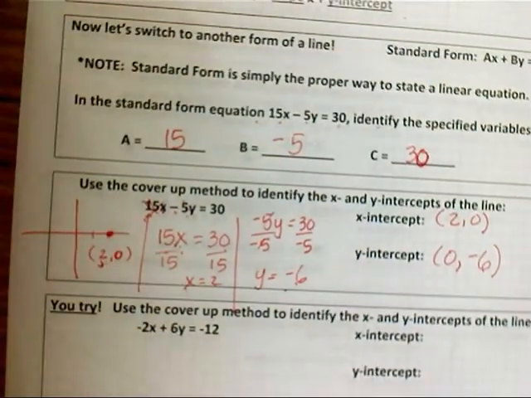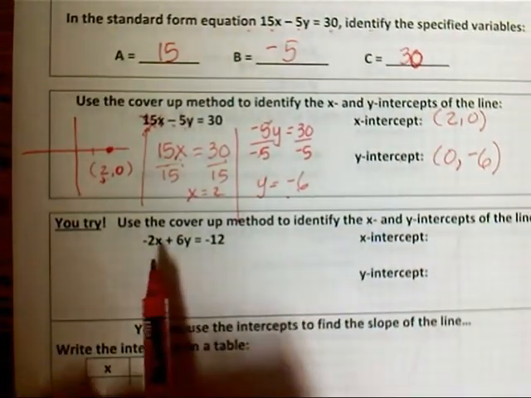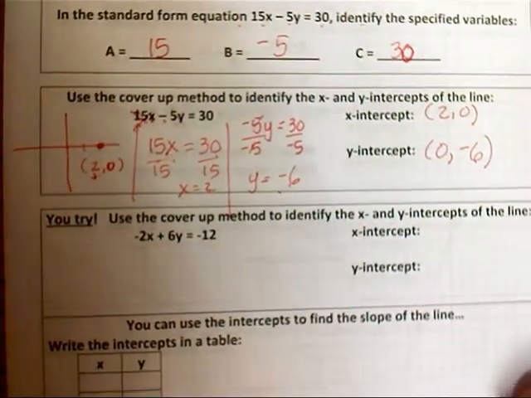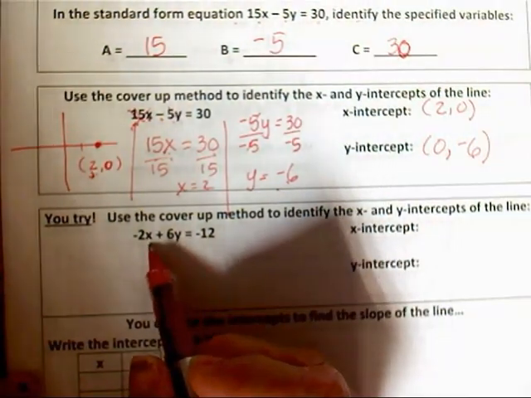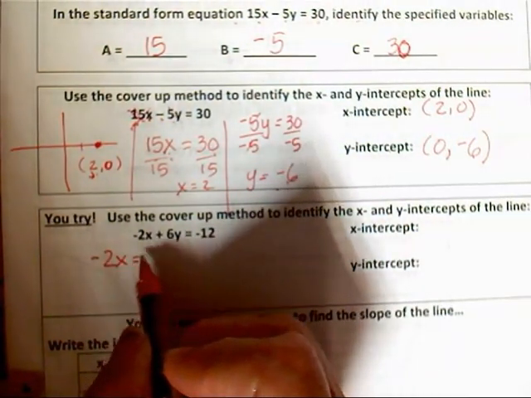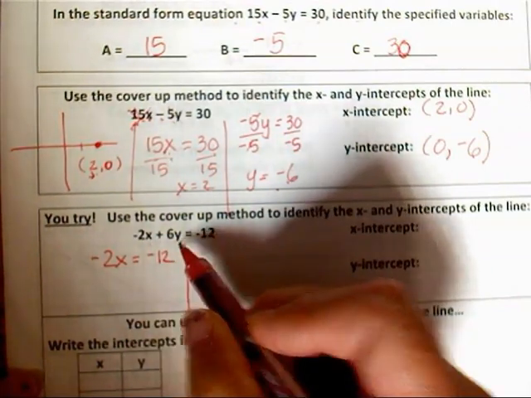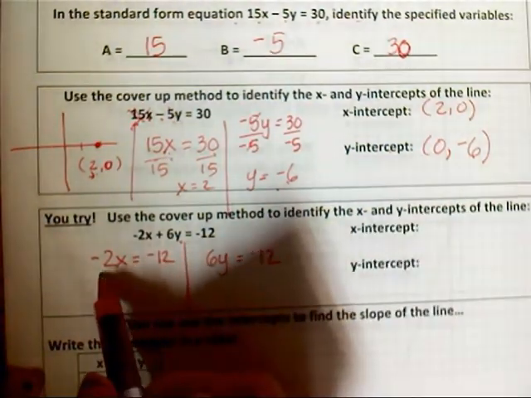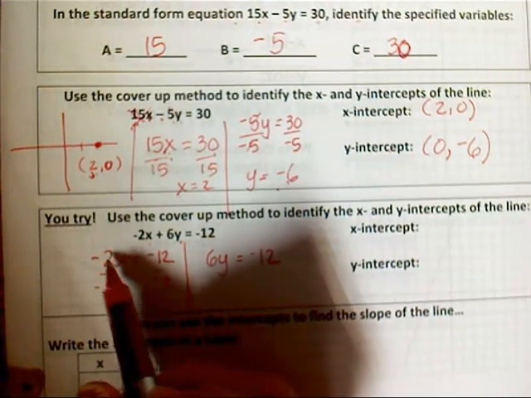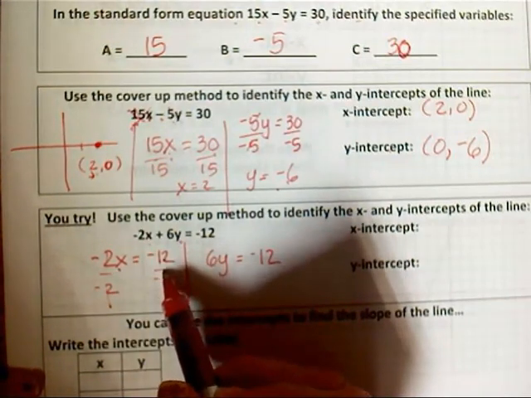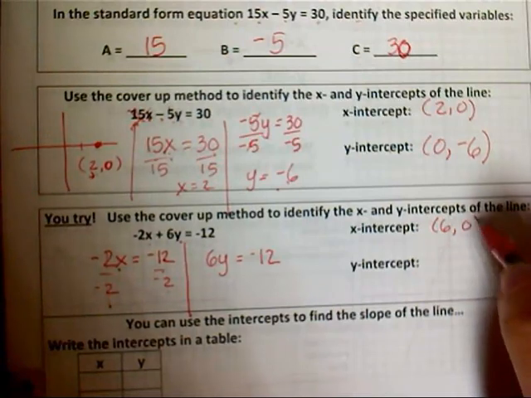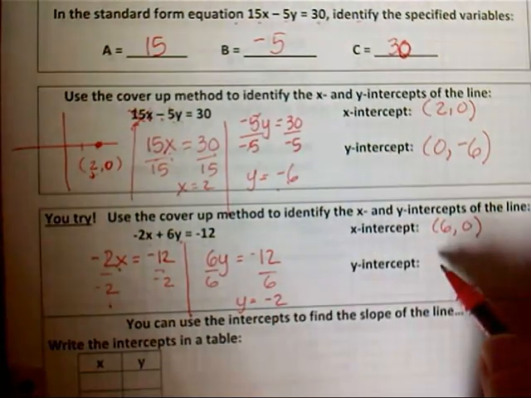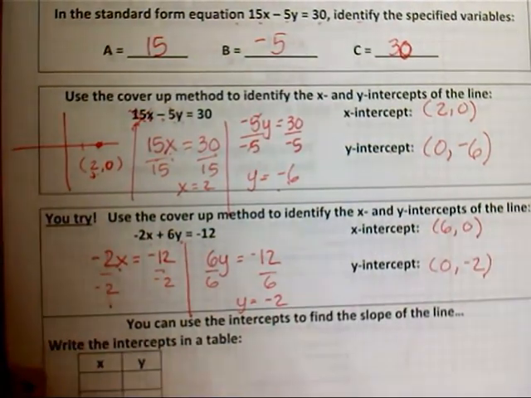So you try. See if you can use the cover-up method to solve for x and then solve for y. You might want to pause the video if you want to try it by yourself. The x-intercept means the y is gone, and the y-intercept means the x is gone, because those both turn into zeros. So real easy to solve. In the first case, the x-intercept, negative 12 divided by negative 2, that's just 6. Over here to find the y-intercept, negative 12 divided by 6, negative 2.